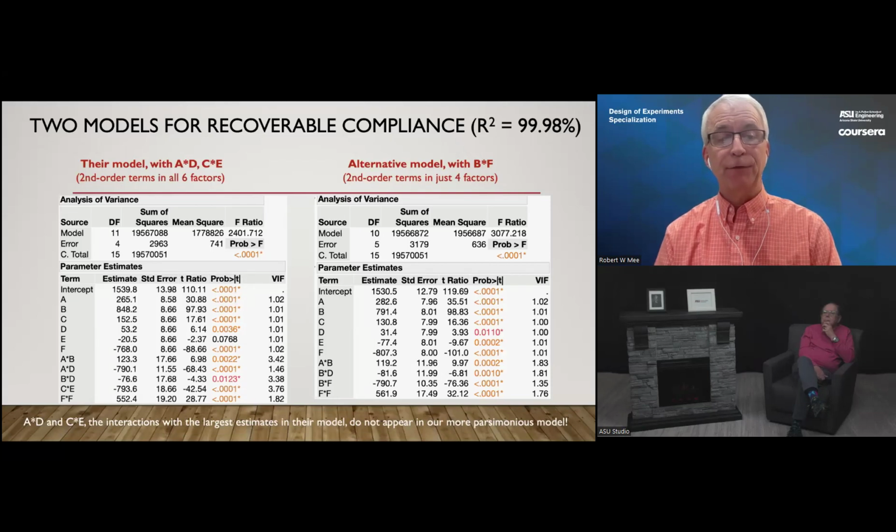The model on the left has AD and CE interactions, which are absent in the model on the right. The model on the right has BF rather than AD and CE. You can see variance inflation factors and how much larger they are among the interactions in the model that the authors chose. So the model on the right is preferred in terms of smaller VIFs. It's a simpler model, same R squared, a smaller mean square error, 636 instead of 741.